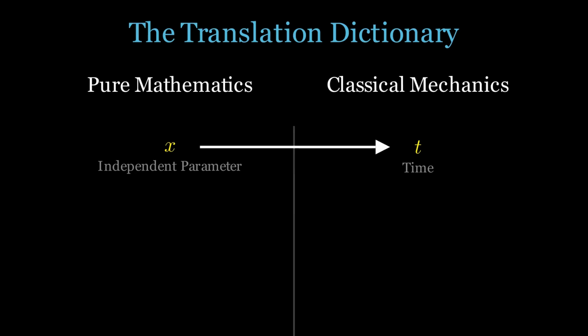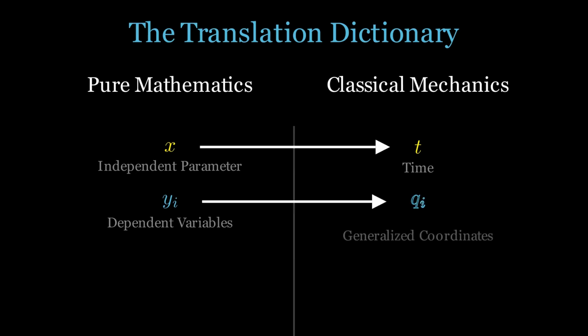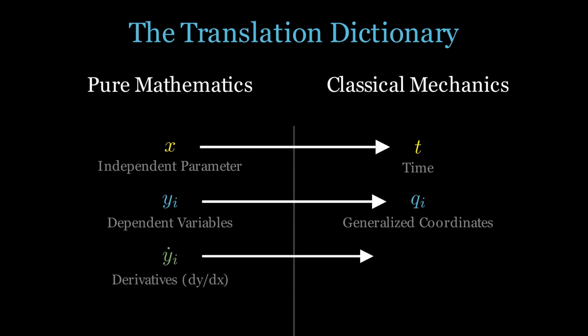First, our independent parameter x in the math corresponds to time t in physics. Second, our dependent variable yi corresponds to generalized coordinate qi. Third, the derivative yi dot with respect to x becomes the generalized velocity qi dot. Finally, our function f is replaced by the Lagrangian of the physical system.